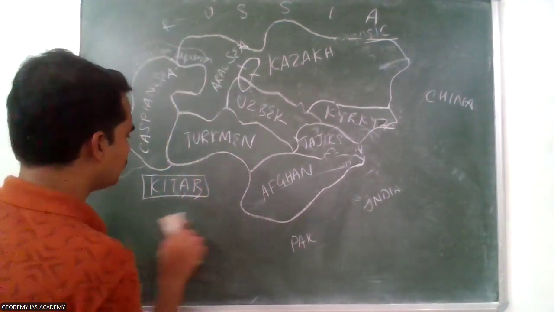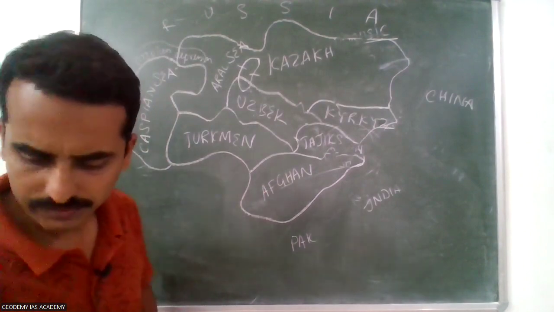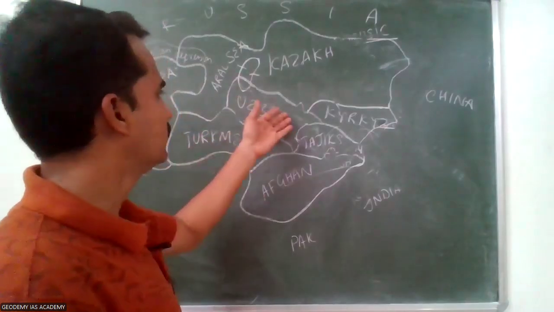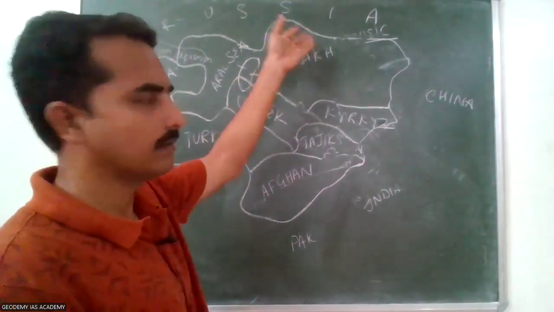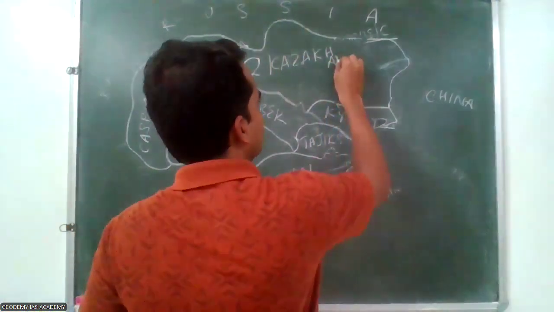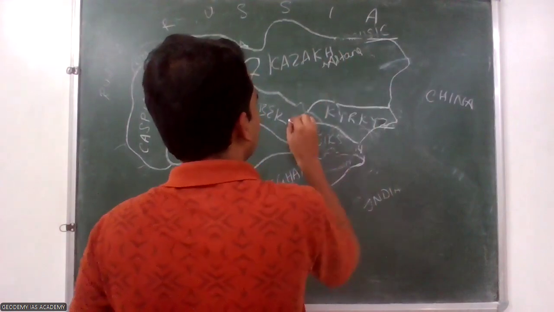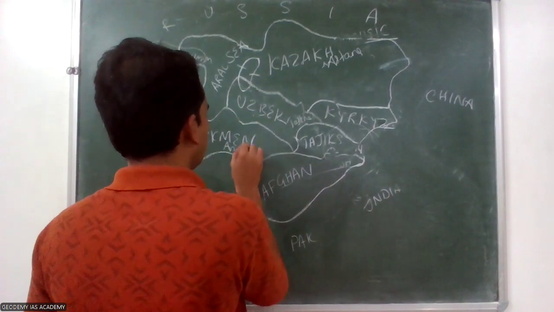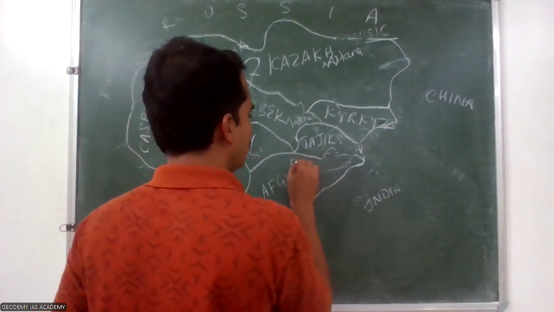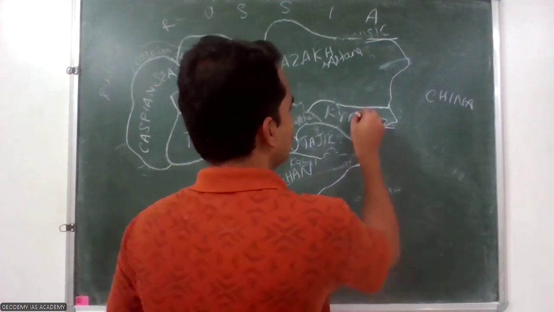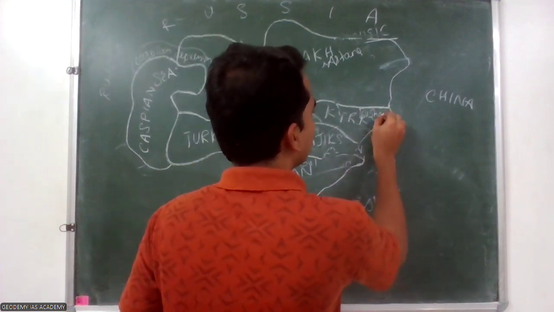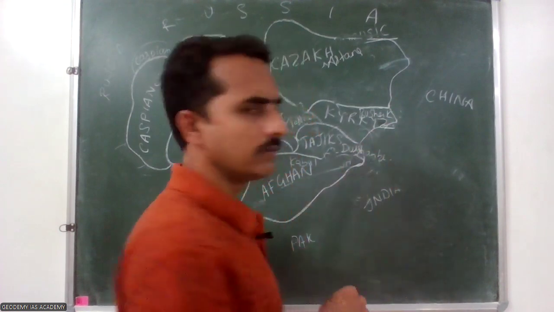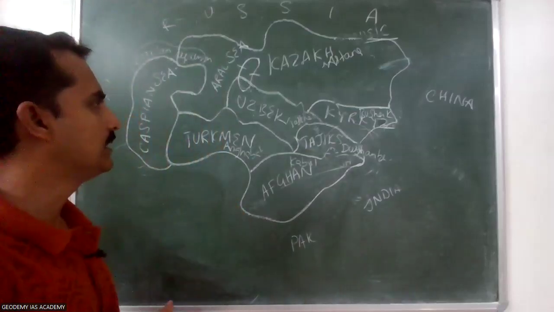And you should remember the capital cities of these countries. Afghanistan, Kabul; Turkmenistan, Ashgabat; Uzbekistan, Tashkent; Kazakhstan, Astana. It is located in the northernmost part, Astana, and Tashkent here, Ashgabat here, Kabul here, and Dushanbe here, Tajikistan. Okay. So these are the capital cities of the Central Asian countries.